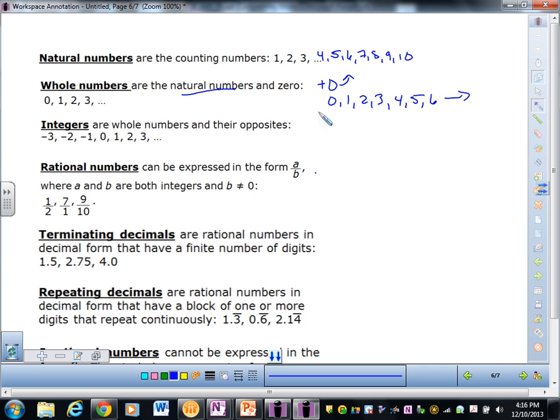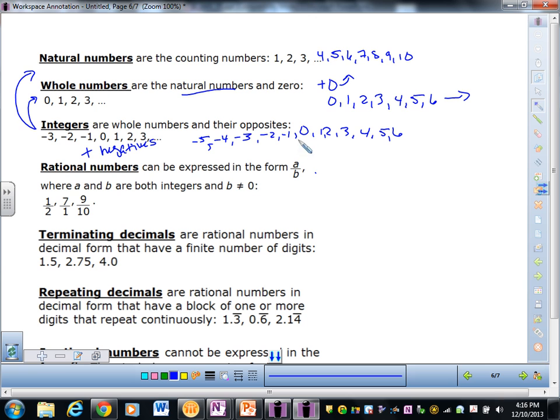Integers just means that you have all of your whole numbers, so 0, 1, 2, 3, 4, 5, 6, all your counting numbers, whole numbers, plus you have the negative numbers, so negative 1, negative 2, negative 3, negative 4, negative 5, etc. So it means that you have all of those plus the negatives. Okay?